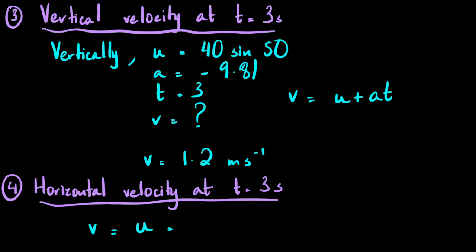You can also think of it in this way, that you had u plus at, but since this is the horizontal aspect of things, there is no acceleration, so this is 0. So this is always going to be equal to that 40 cos 50, which by the way is 25.7, so 26 meters per second horizontally.